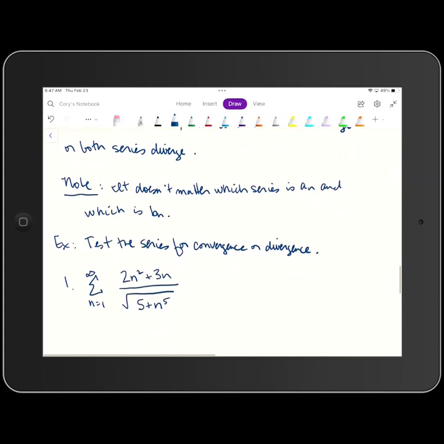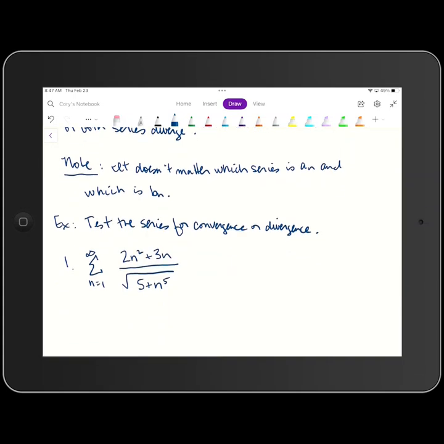Okay, so we're going to do two examples here where the directions ask us to test the series for convergence or divergence. And for number 1, we have the sum from 1 to infinity of 2n squared plus 3n over the square root of 5 plus n raised to the 5th power. Okay, so every single term in that series is going to be greater than or equal to 0, so we can use the limit comparison test.